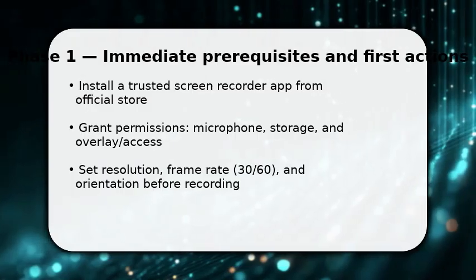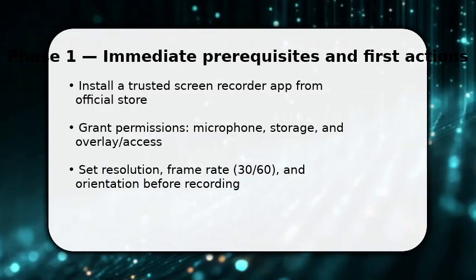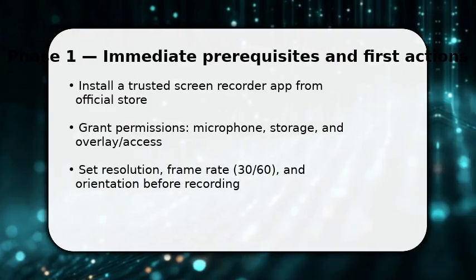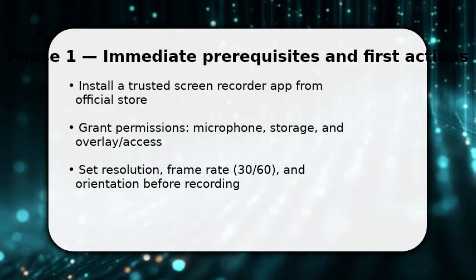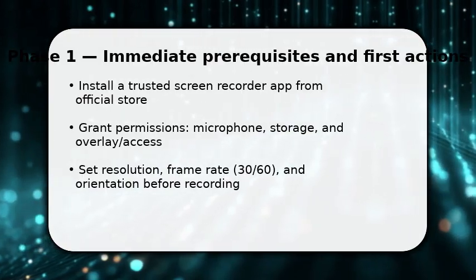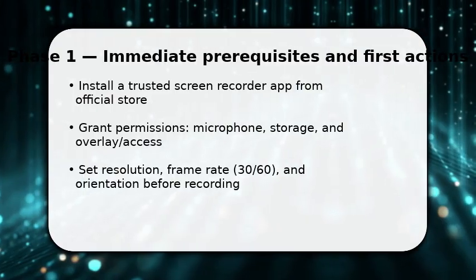You start by installing and opening the Recorder app. Make sure you allow microphone, storage, and overlay permissions so the app can capture audio and display controls. Once done, pick your resolution and frame rate. 30 FPS is fine for most tutorials, 60 FPS for smooth motion. Then choose portrait or landscape based on the content.